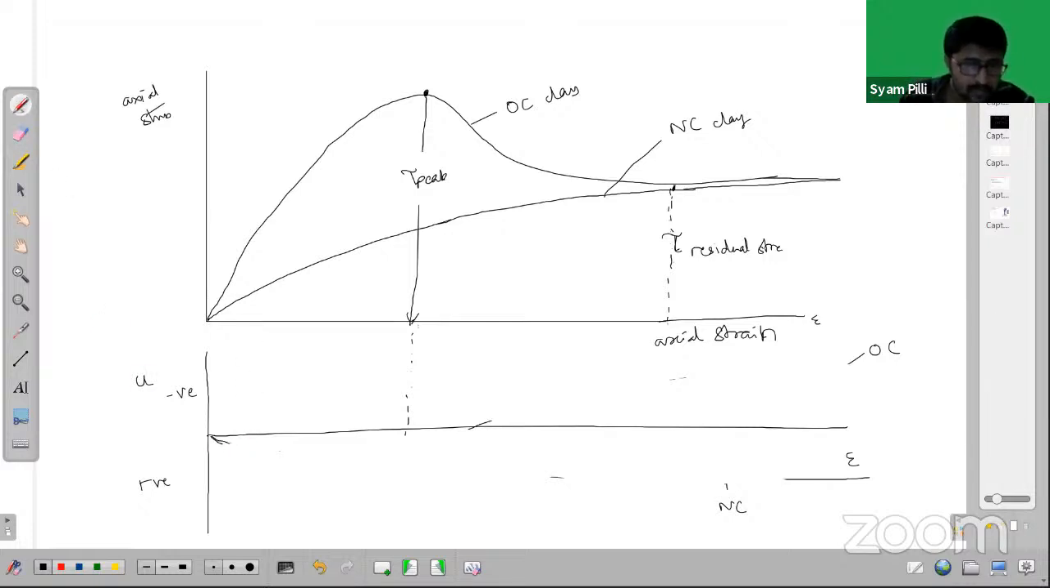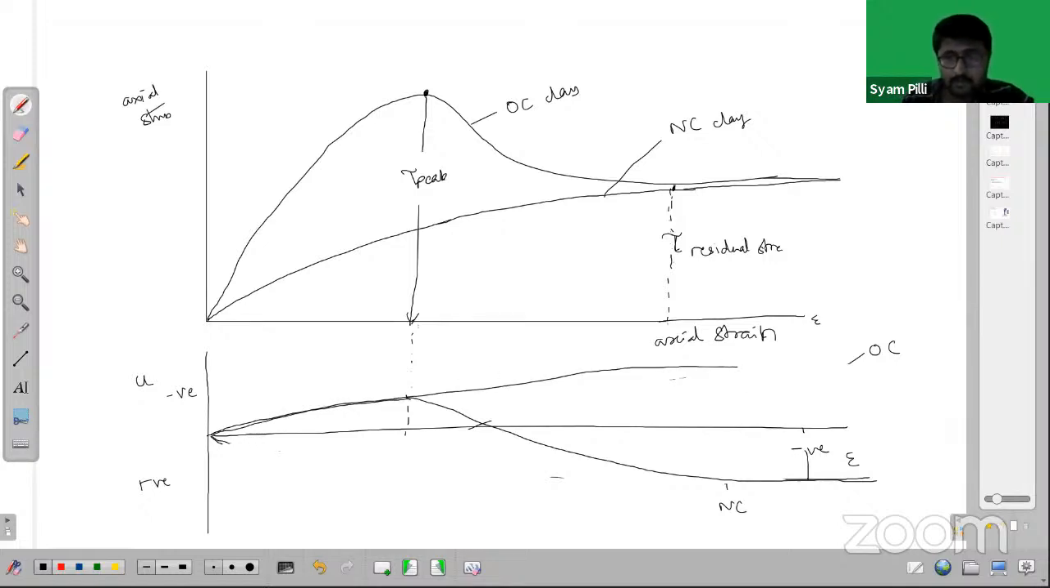So initially the pore water pressure increases in OC clays, and then the pore water pressure will keep on reducing. The negative pore water pressure will be developing. So this is the negative pore water pressure which is developed in the OC clays. But in case of normally consolidated clays, pore water pressure will keep on increasing. This is the normally consolidated clays, and this is over consolidated clays. Fine.